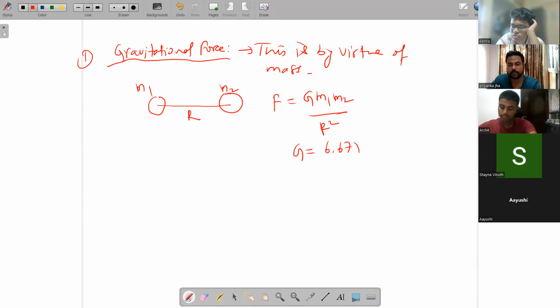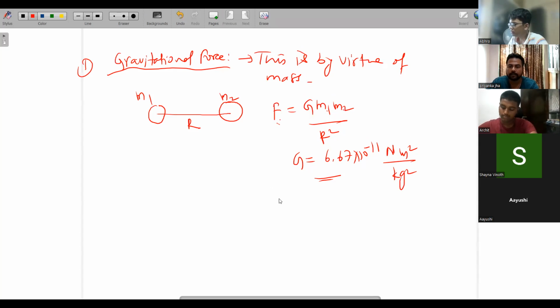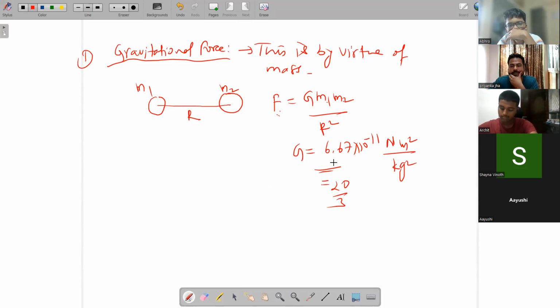And G is a universal constant. Its value is 6.67 into 10 to the power minus 11 Newton meter square upon kg square. This is the constant value that we have to remember. We have a separate chapter of gravitation in class 11. We'll study about that. This is also written as 20 by 3 into 10 to the power minus 11 Newton meter square per kg square for calculation purposes.